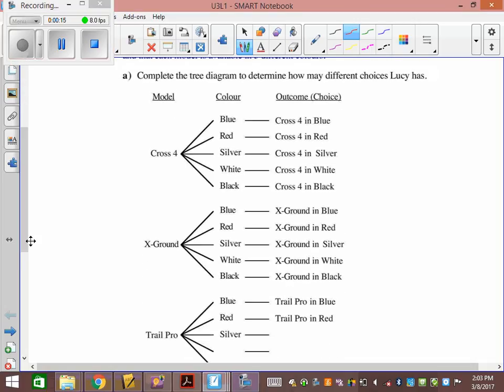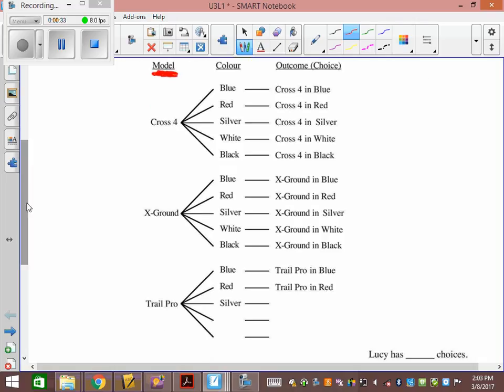So when you do a tree diagram, you guys, you have to do the title on the top and the options downwards. What I find is people want to do trees like a tree looks, so you want to go this way. That's not how we do tree diagrams. So our first underline here is going to be a model. So we have the Cross 4, we have the X-Ground, and we have the Trail Pro.